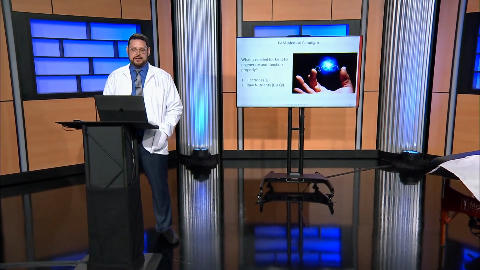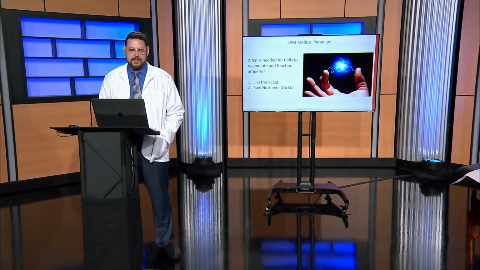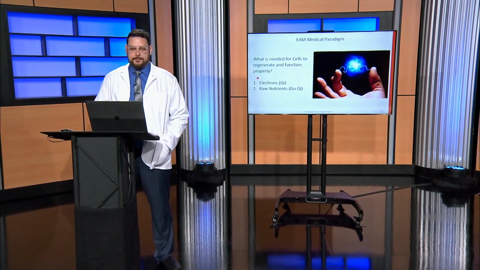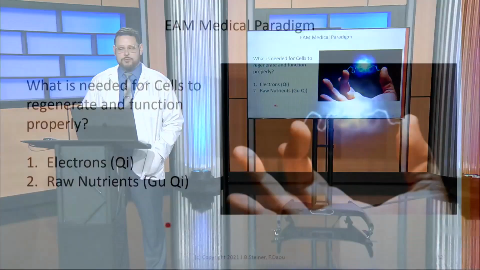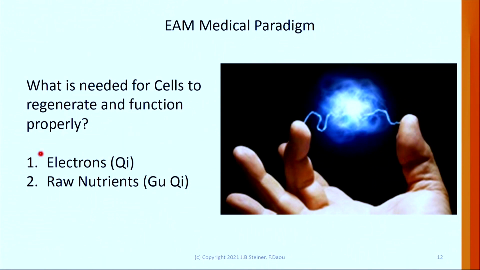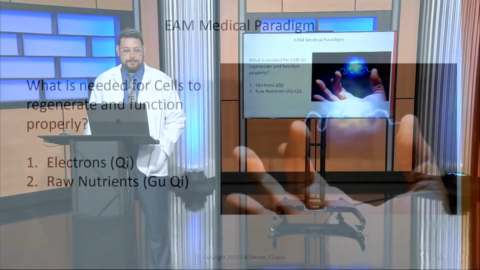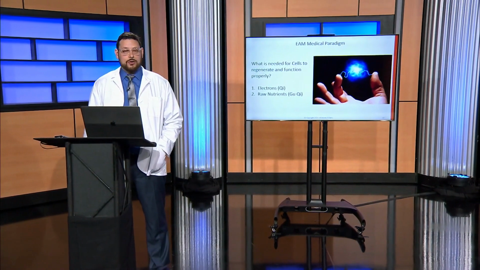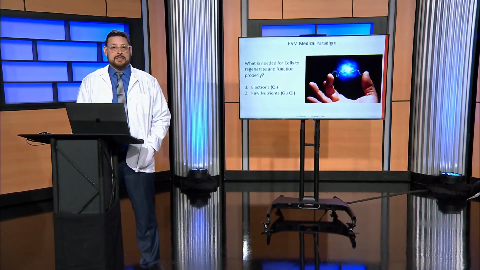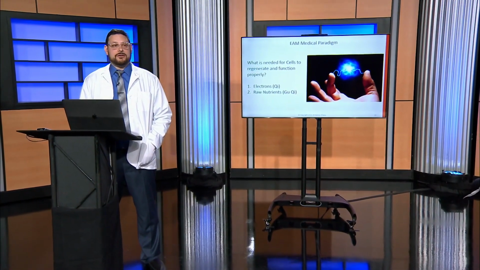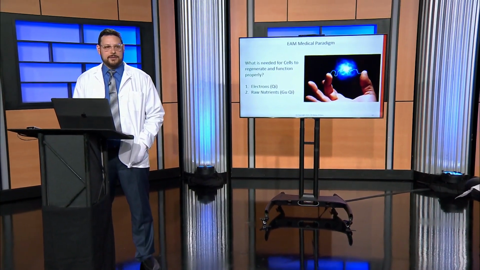And we need to take care of these two things listed here on the slide. Number one, we have to make sure that we restore the channel charge or restore the flow of qi to the organ or tissue so that it can function properly or so that it can regenerate. And two, we have to make sure that the patient has enough guqi or raw nutrients so that these cells have the materials they need to function properly.